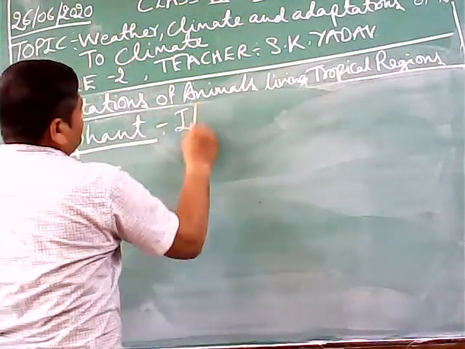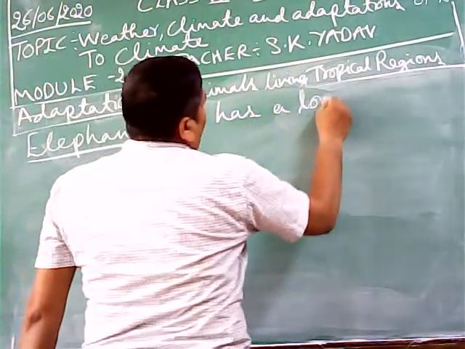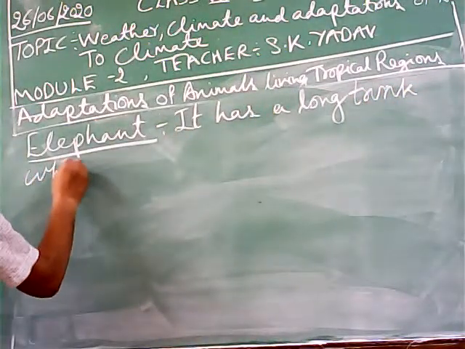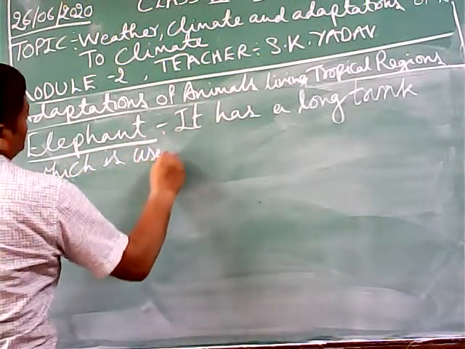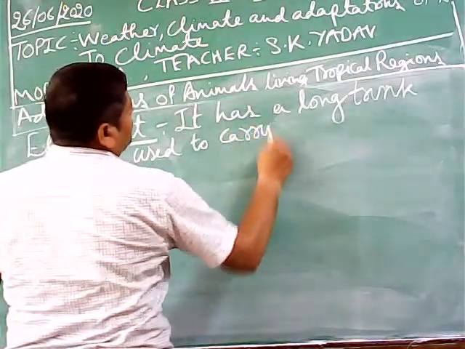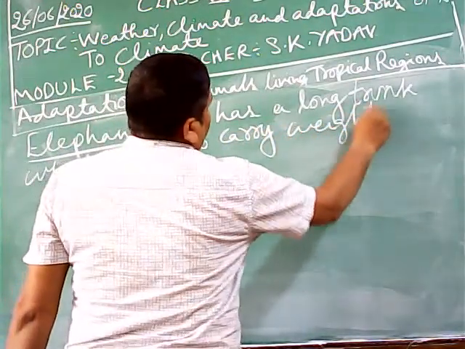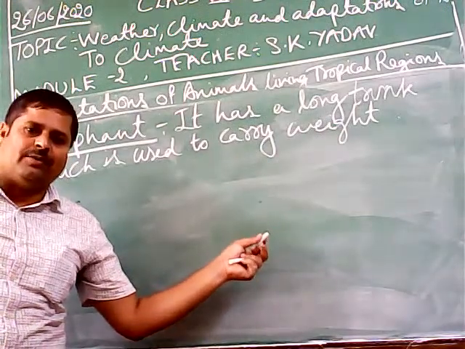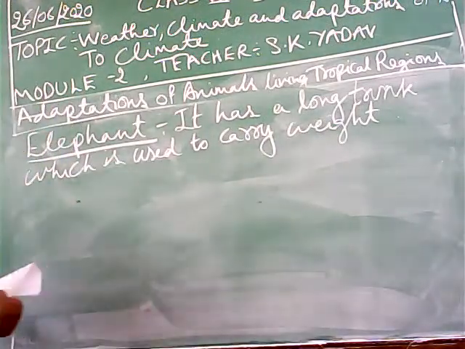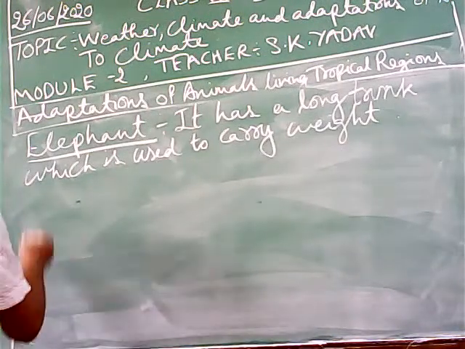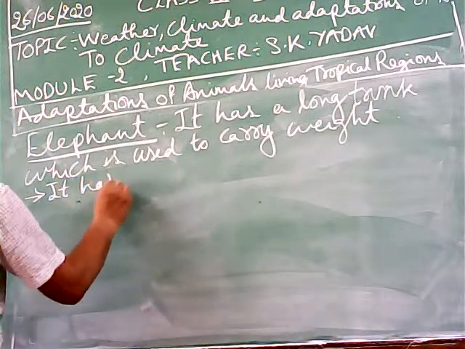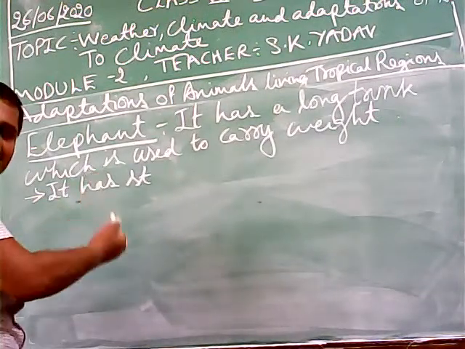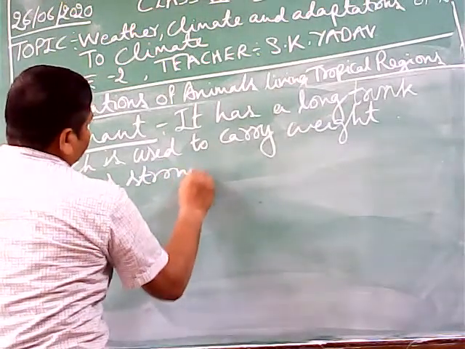It has a long trunk, which is used to carry weight. You might have seen a picture that elephants carry lots of wood from one place to the other. It has a strong sense of smell. We have seen that this is a common feature of animals living in tropical rainforest, so it will be the same for the elephant also.